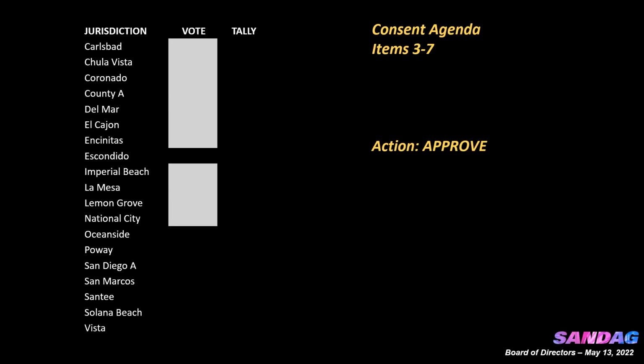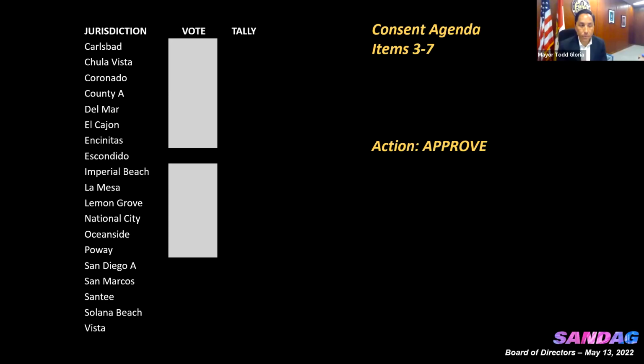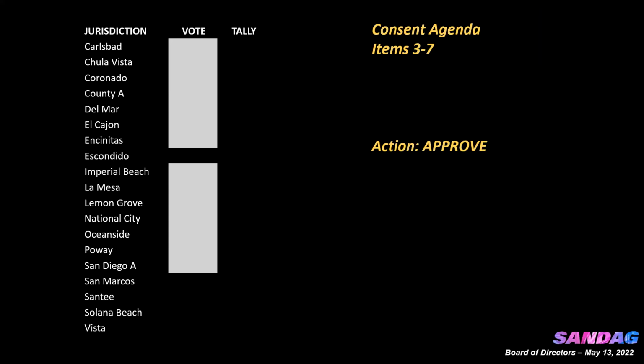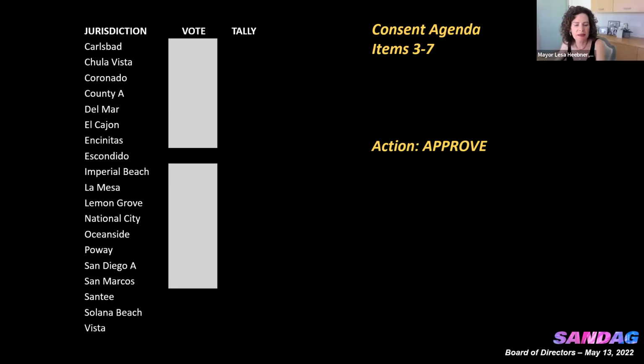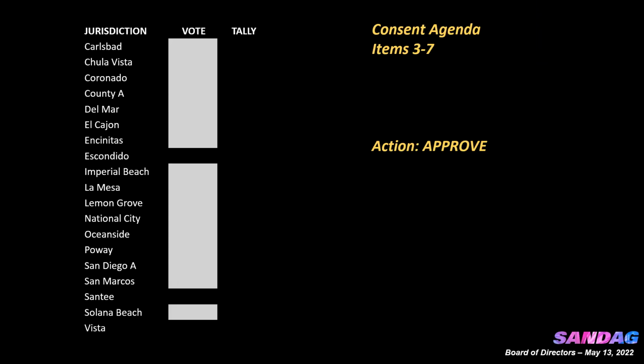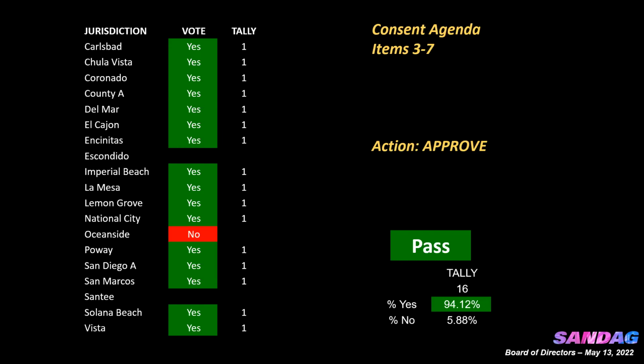Rodriguez, no. For the City of Poway, Mayor Voss. Yes. For the City of San Diego, Vice Chair Gloria. Aye. For the City of San Marcos, Mayor Jones. Jones, yes. The City of Santee is absent. For the City of Solana Beach, Mayor Hebner. Hebner, yes. And for the City of Vista, Mayor Ritter. Ritter, yes. Thank you. And that item does pass with 16 yeses, 1 no, and 2 absences.